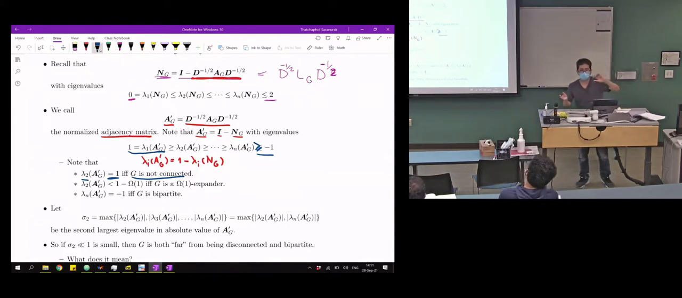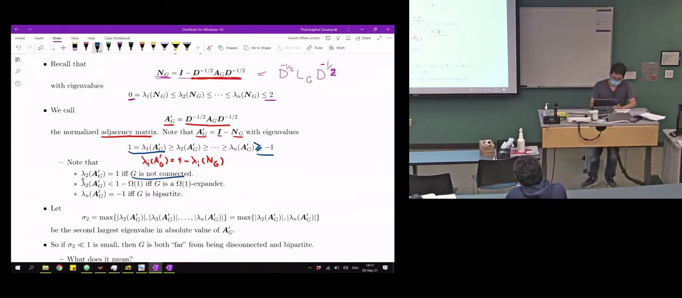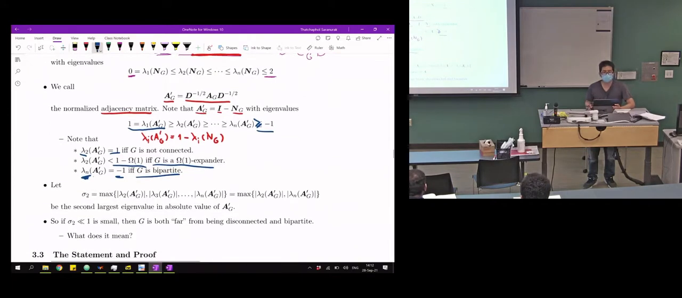I just rephrase what we have talked about for the normalized Laplacian in terms of the normalized adjacency matrix, right? If the second eigenvalue is 1, then G is not connected, if and only if. If this thing is strictly less than 1, then G is an expander. This is the Cheeger inequality. And if lambda n of A prime is minus 1, then G is bipartite.